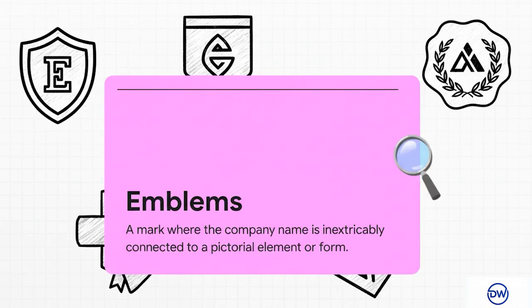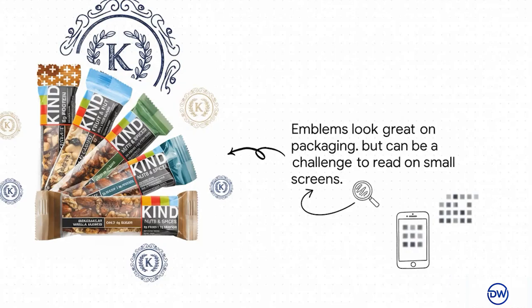Okay, our last type in this section is the emblem. Think of a classic crest, a badge, or a seal. The defining feature here is that the company name is literally woven right into the symbol itself. You can't pull them apart. They are one and the same. Emblems have this awesome, timeless, almost heritage feel, which makes them look fantastic on packaging, like you see here with Kind bars. But there's always a catch, isn't there?